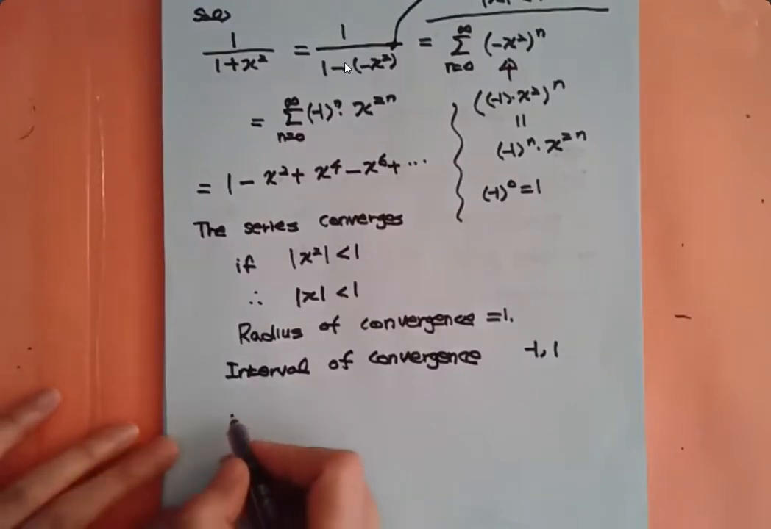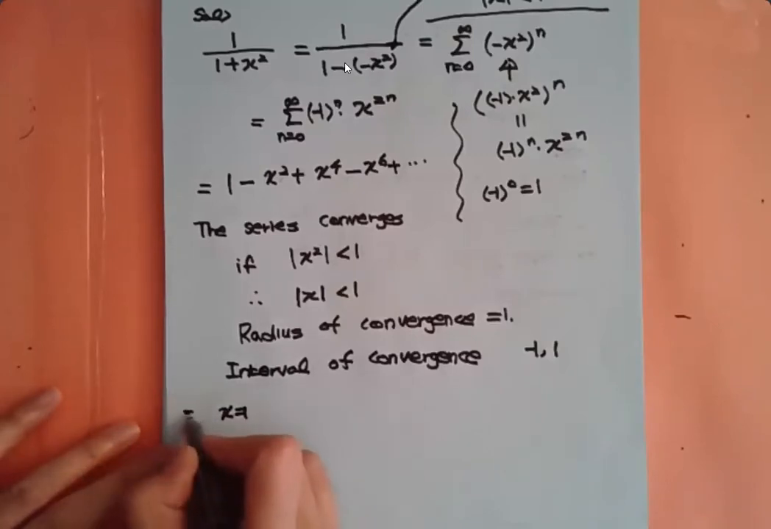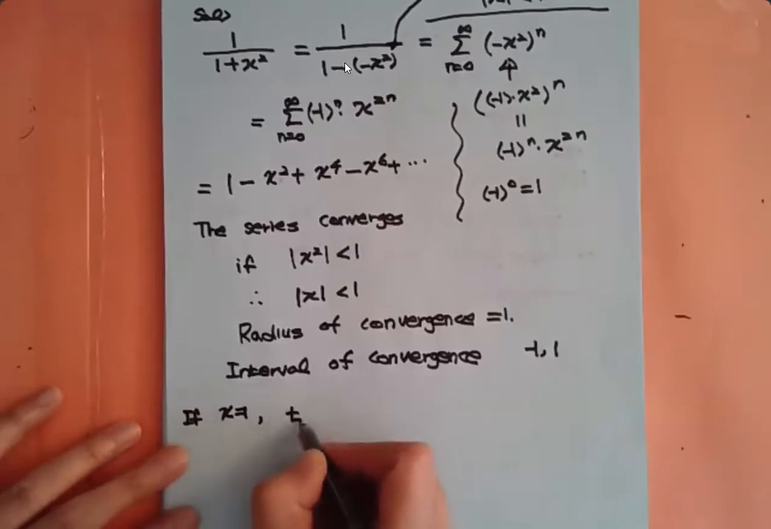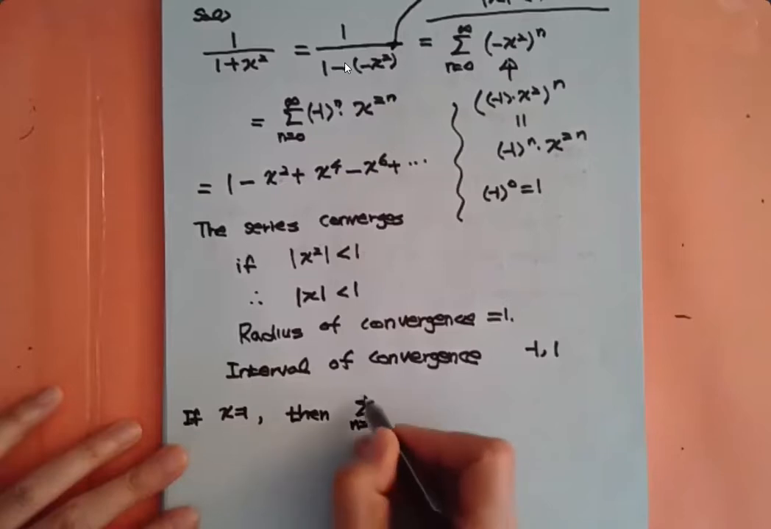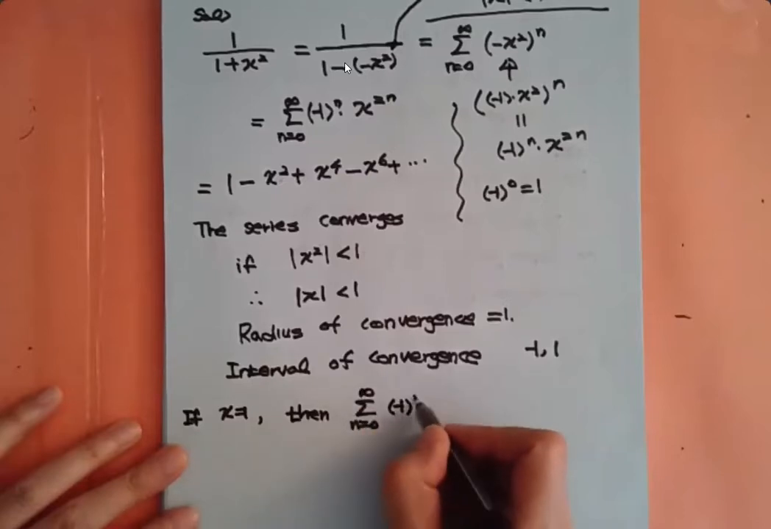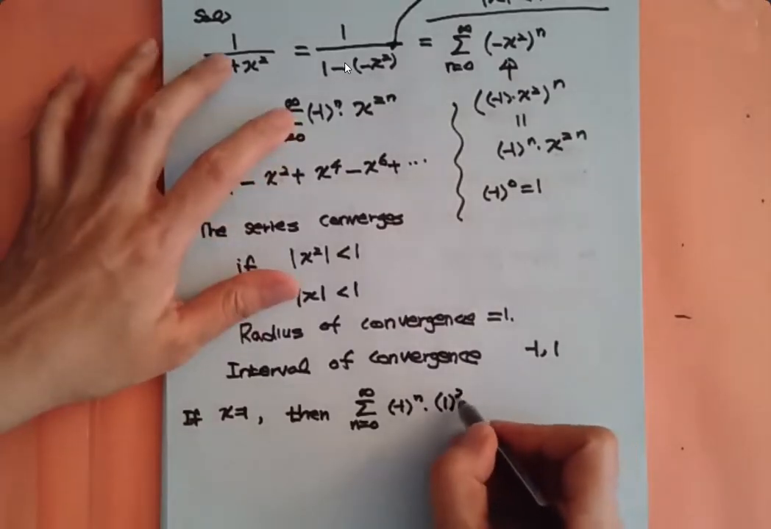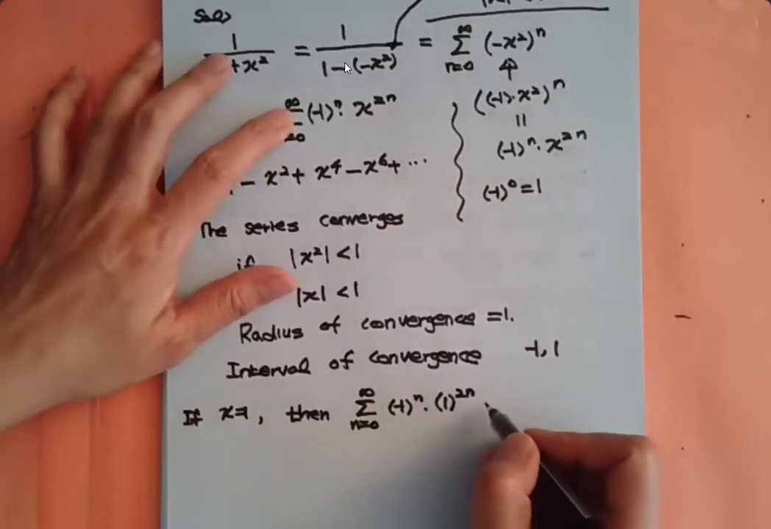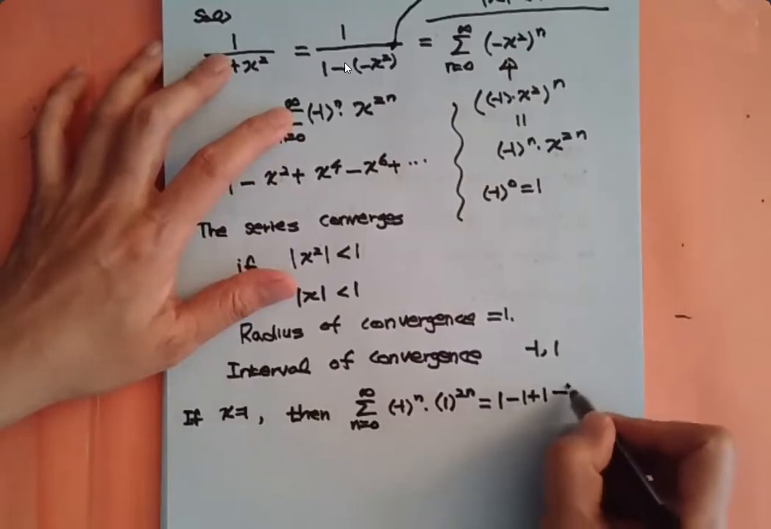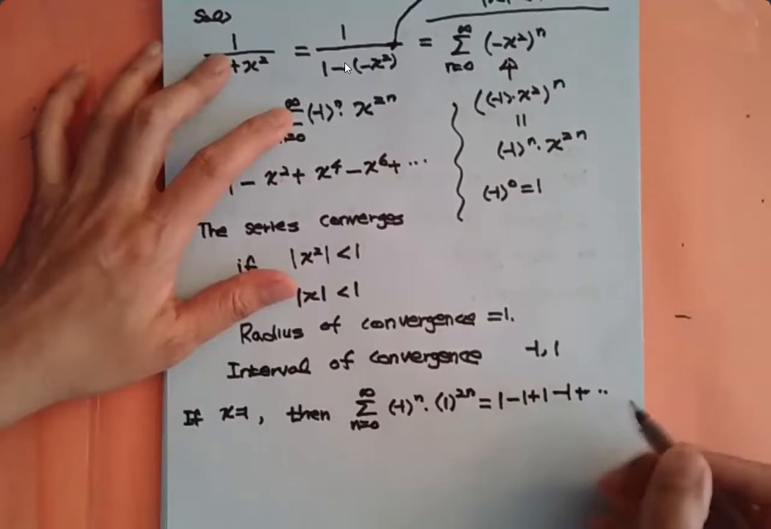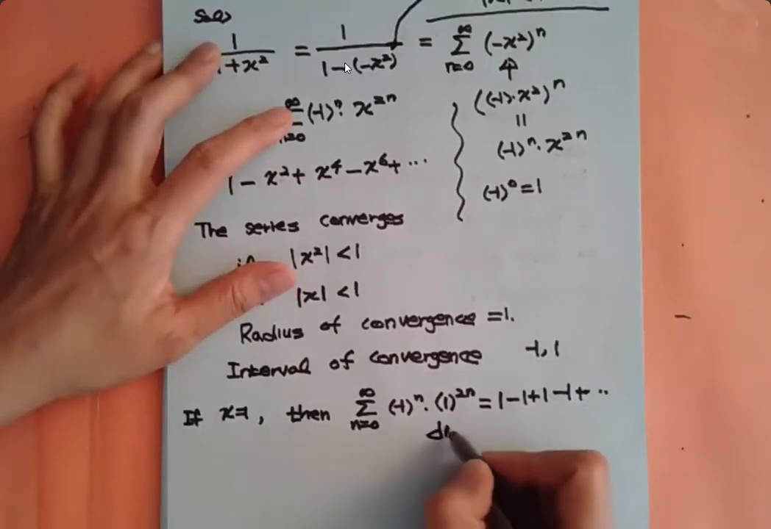So we check when x equals 1, then the summation n equals 0 to infinity, -1 to the n power, 1 to the 2n power. That equals 1 minus 1 plus 1 minus 1, and so on. So this is an alternating series, and so this diverges.